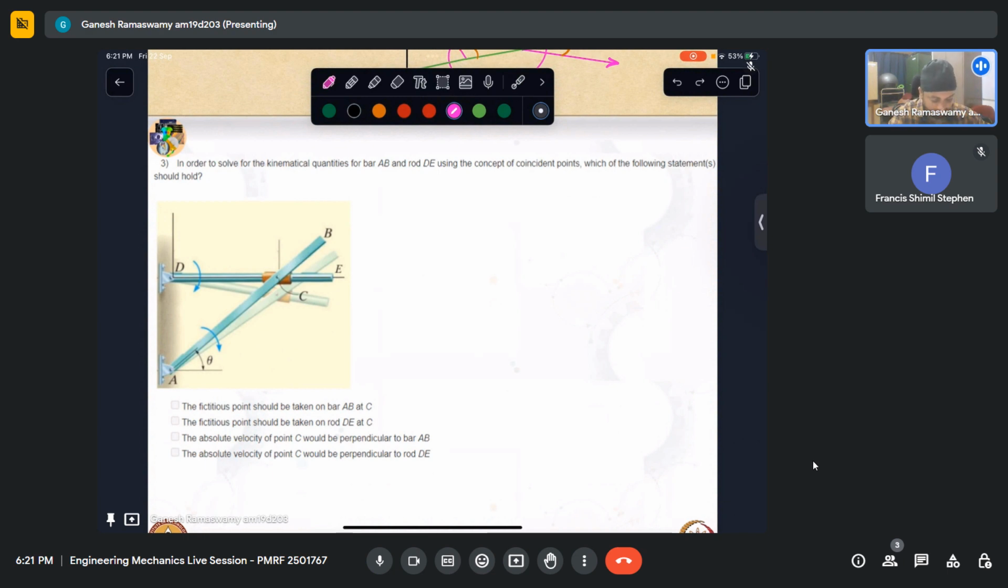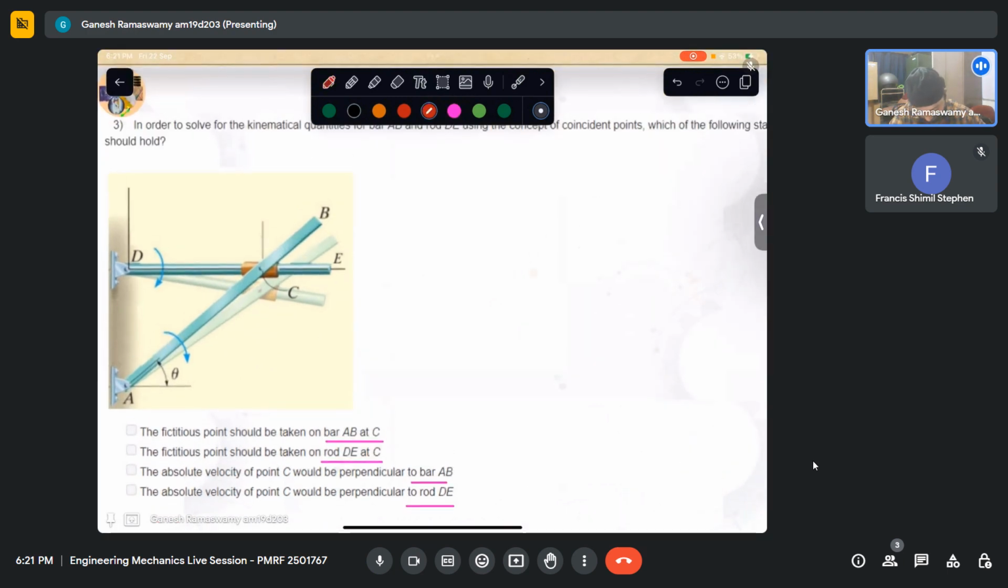The fictitious point which we take over the actual point of interest should be taken on the bar AB at C, should be taken on the rod DE at C, and then we have other two options, which are the absolute velocity of point C would be perpendicular to bar AB, the absolute velocity of point C would be perpendicular to rod DE. So this is the question.